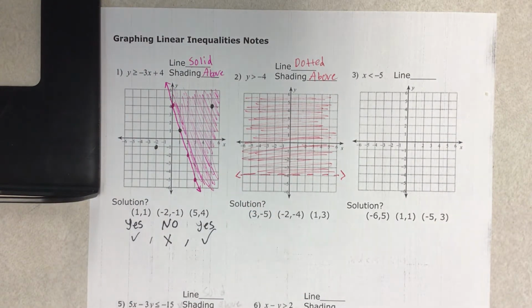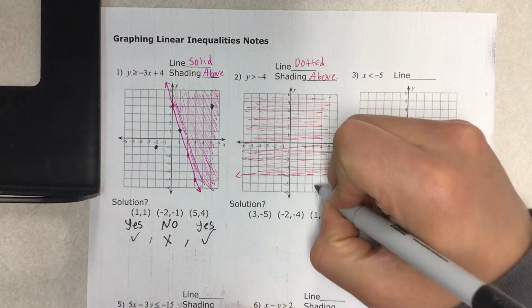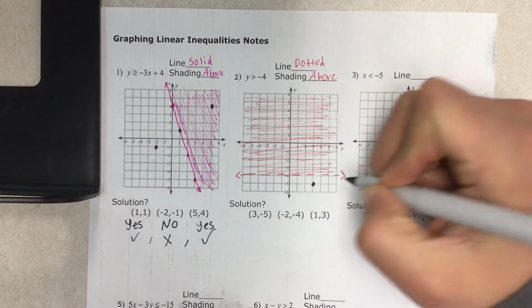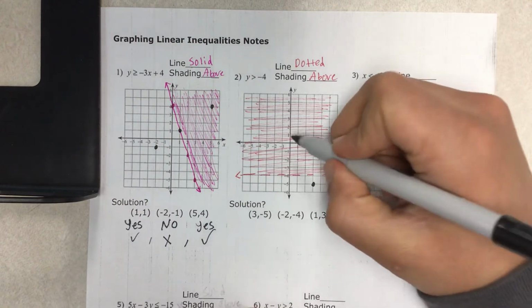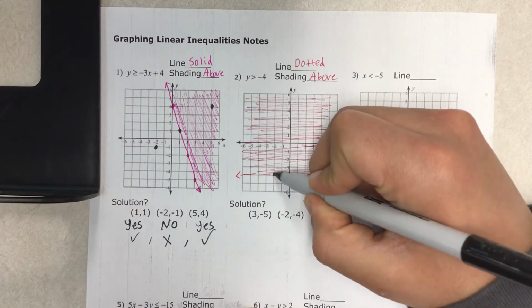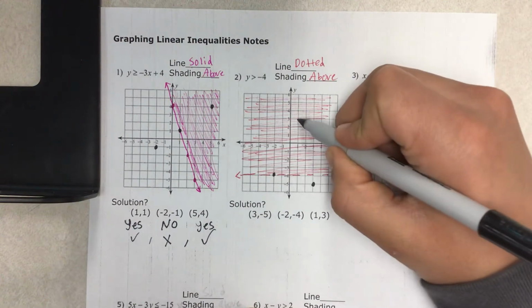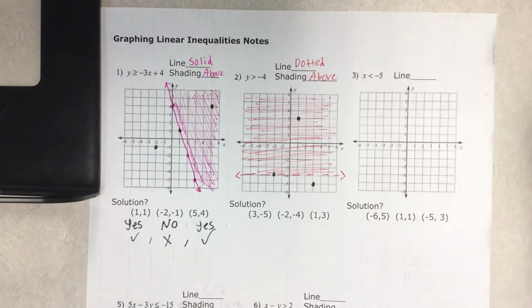Now we're gonna do the same thing. I'm gonna ask you if these points are solutions. So we gotta plot some points. So I have the point 3, -5. That's down here. -2, -4. And 1, 3. Okay, so same questions. Are they solutions or not?